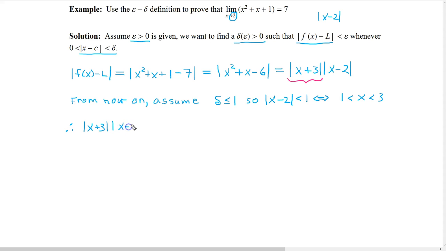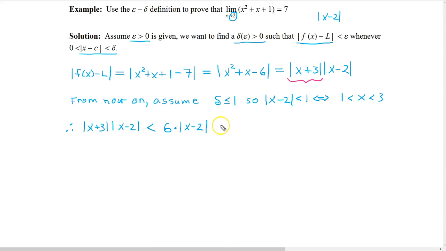the x plus 3 times x minus 2, well, that's going to be less than, what's the biggest that x plus 3 could possibly be? Well, x always has to be between 1 and 3. We're going to assume that from now on. So that means that this could be no bigger than 6. So it's definitely going to be less than 6 times x minus 2. And now we can set this less than epsilon and divide that 6 to the other side.